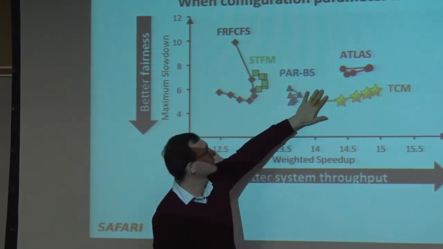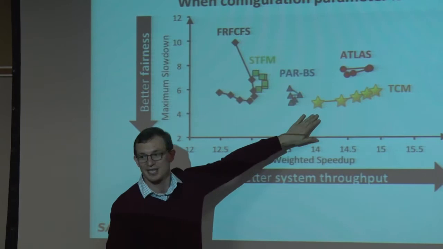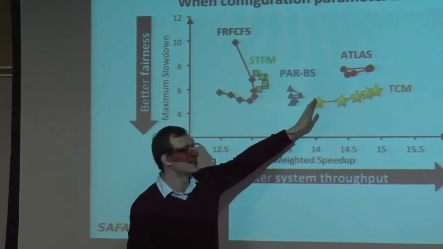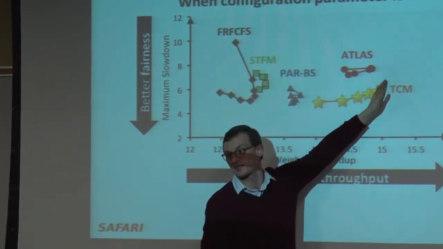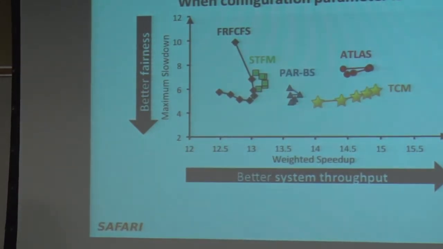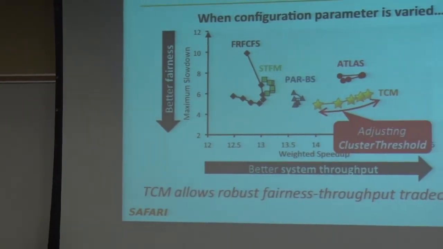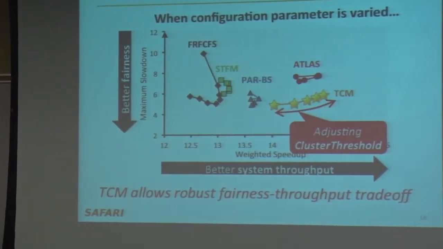So ideally, you would like to design a controller that behaves nicely like this, such that the operating system can say, oh, I want more fairness, or I want more throughput at the expense of fairness. And it can pick one of these points. So whenever you're designing controllers, keep that in mind. OK, so it provides a robust fairness-throughput trade-off.